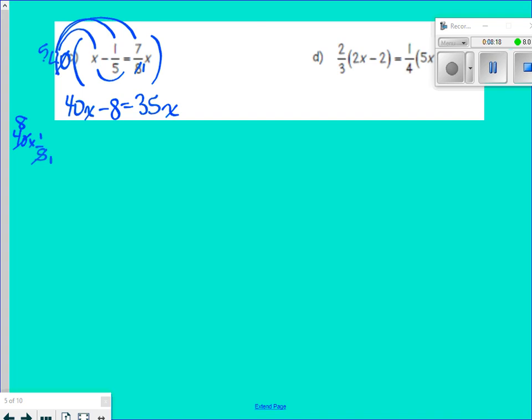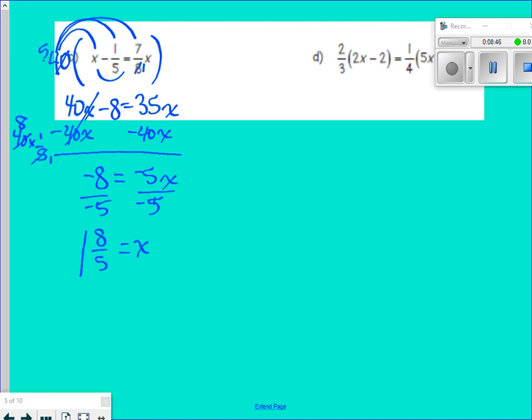All right. So we have all of our x's on the right side, so I am going to subtract 40x on both sides. That creates a 0 pair, and I have negative 8 equals negative 5x. And I'm going to divide by negative 5 on both sides. A negative and a negative is a positive, so please simplify that out. And you're more than welcome to keep it 8/5. All right, example D is just a little bit more challenging. We're not going to worry about that one.